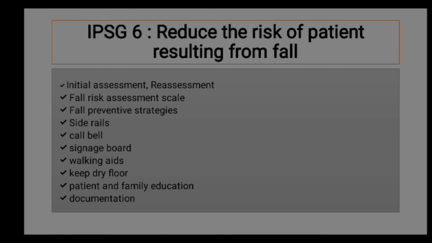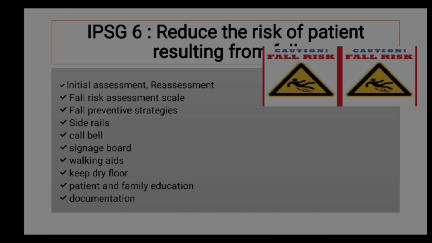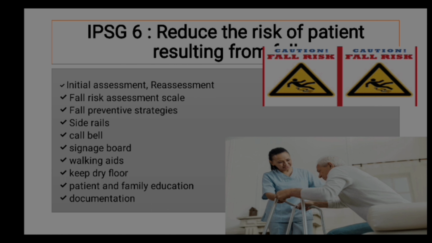Next is IPSG 6. Reduce the risk of patient harm resulting from falls. For that we need to do initial assessment and reassessment of the patient. Fall risk assessment scale monitoring should be done on admission, every shift, or if the patient's condition changes. To prevent falls, we have to make sure side rails are always up. The call bell should be near the patient so he or she can call us whenever he or she needs assistance. Signage board: if the floor is wet or in use, a signage board must be there for alertness.